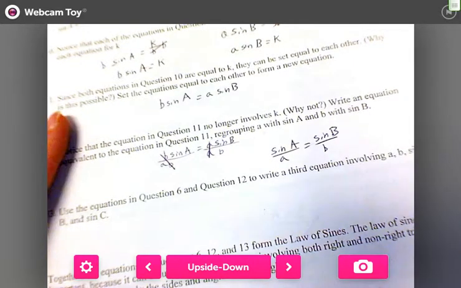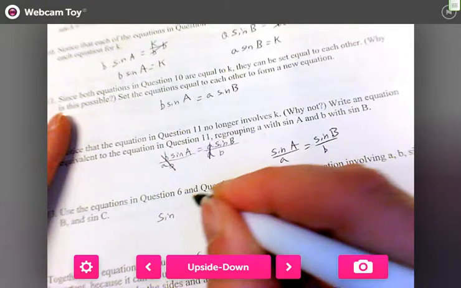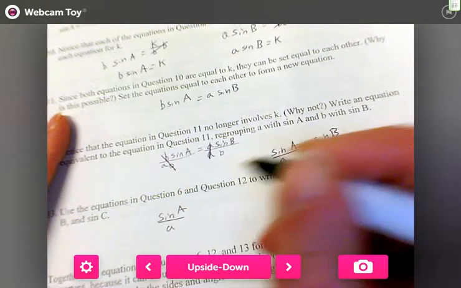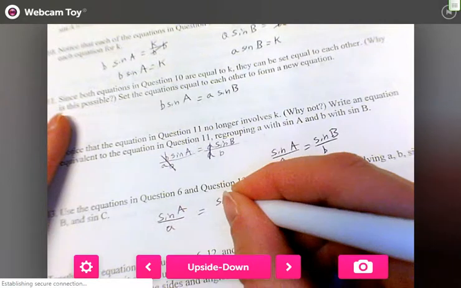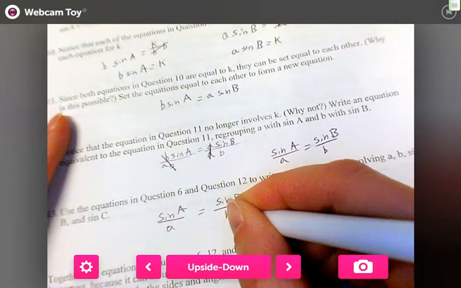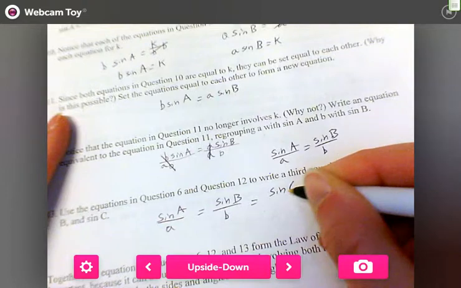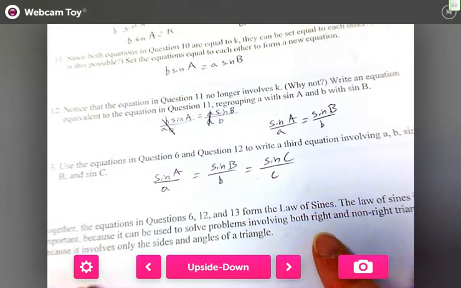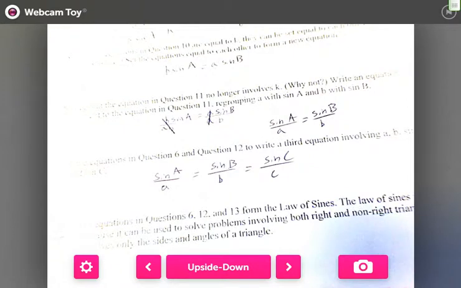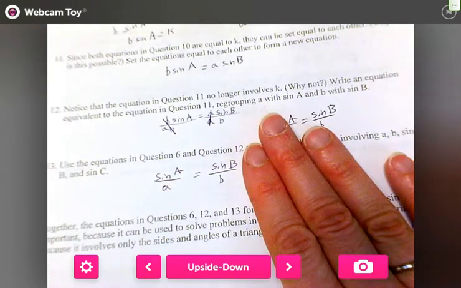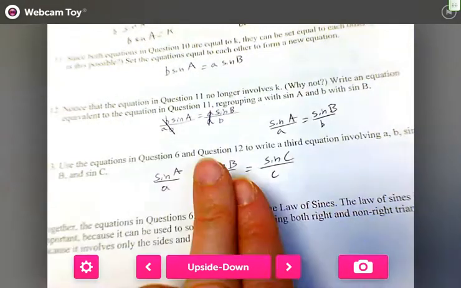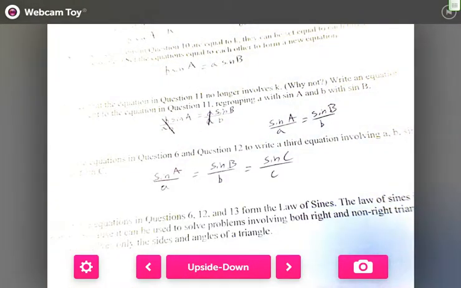So what we're going to do is take what's on the front and combine it with what's on the back. And we end up with this whole equation: sine A over little a equals sine B over little b equals sine C over little c. We're always going to use two of these to solve a triangle. We're either going to just use the A's and B's, just the B's and C's, or just the A's and C's. And I'm going to show you how to do that.